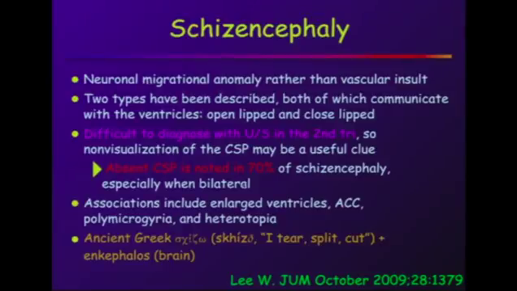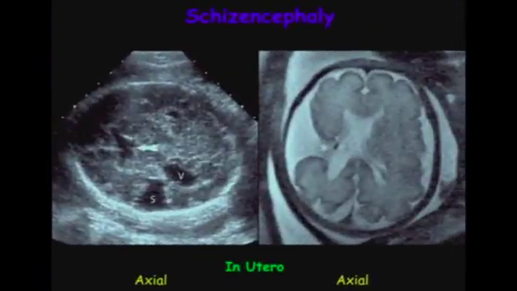As we said before, like many things in the brain, there are lots of other associations, big ventricles, agenesis, polymicrogyria, heterotopia. If you like etymology, this comes from the Greek schizo, which means I tear, split, or cut. This is where we get our schizophrenia diagnosis, and encephalos, which is brain, so a tear or split in the brain. And here you see on the ultrasound right here, here's the MR showing the open-lipped type.